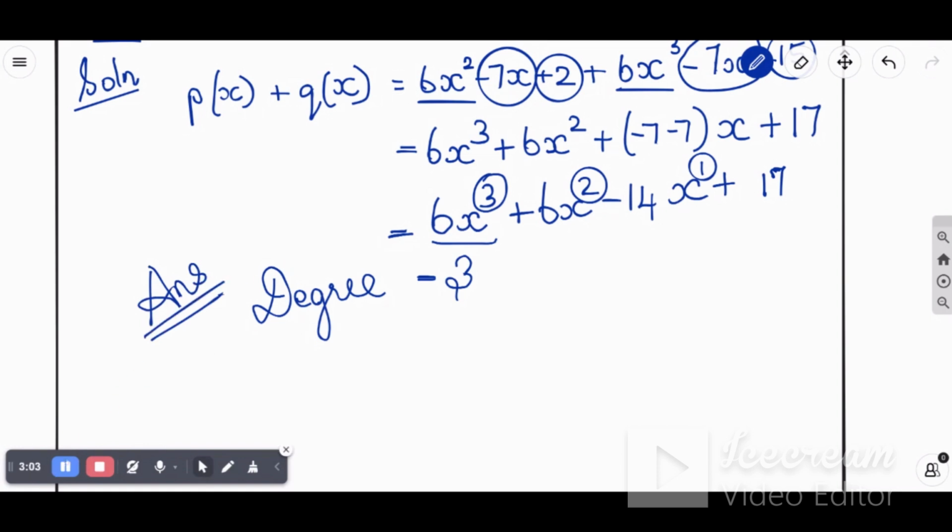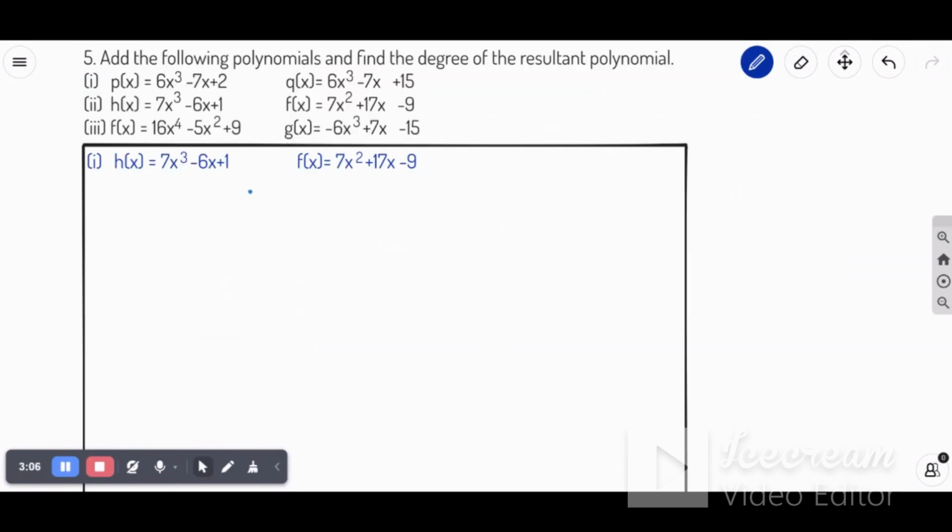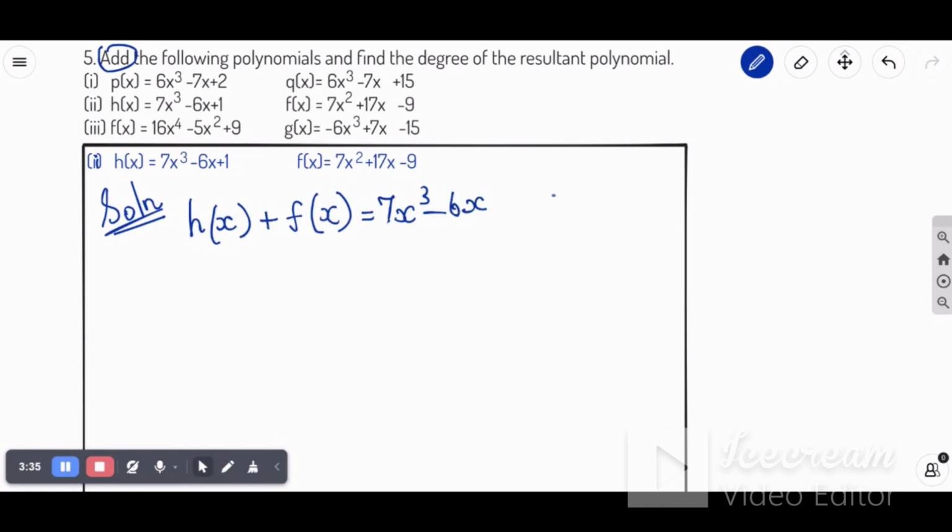With this, let's move on to the next question. The second question is h of x equal to 7x cube minus 6x, and there is f of x also. So let us start the solution. Similar to the previous question, we have to add the polynomials. So write your polynomial in our representation, h of x plus f of x. Then write those polynomials with a plus symbol in between, which is 7x cube minus 6x plus 1.